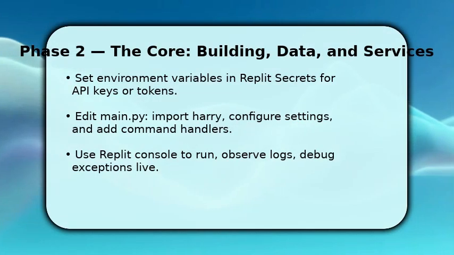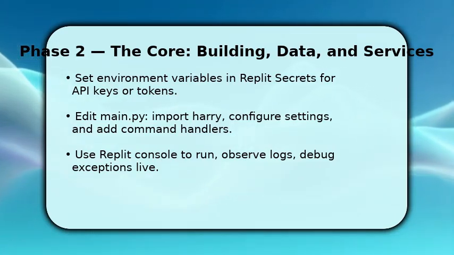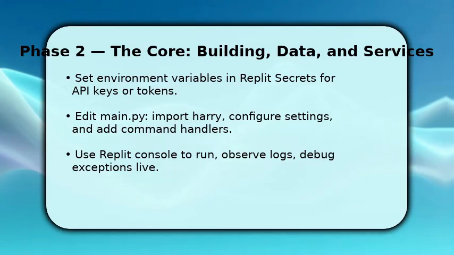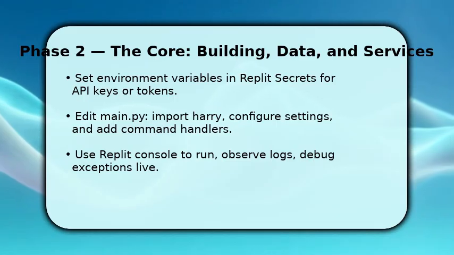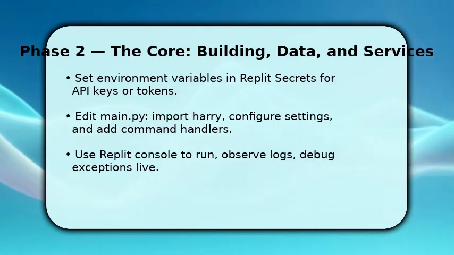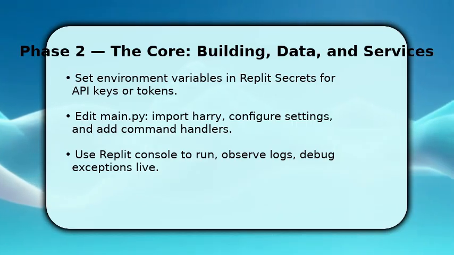Now you configure Harry's runtime behavior using environment variables and a concise config file. This isolates secrets and toggles features. Then, in main.py, import Harry and initialize it with your settings, connecting any command handlers or callbacks you need. This wiring is where functionality happens.